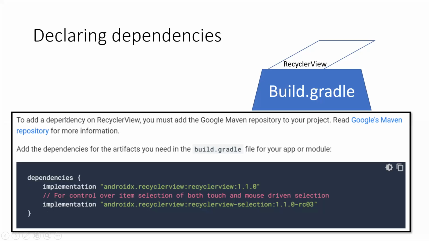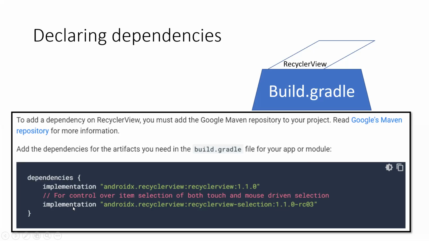You can read Google's Maven repository for more information if you are interested. To add a dependency, you must add the Google Maven repository to your project. This is how you have done it. Then add dependencies for the artifacts that you need in the build.gradle file for your app or module. This is another thing that you need to do.